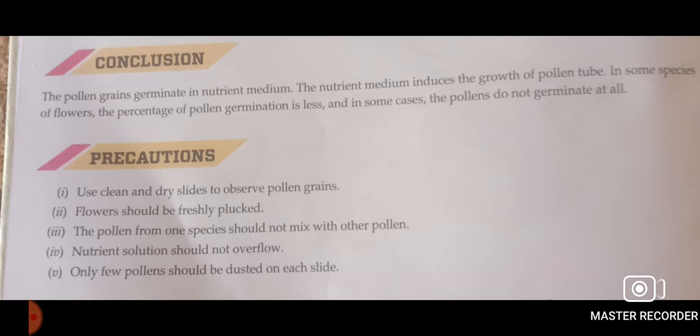So what are the precautions? You have to use clean and dry slides to observe the pollen grains. The flower should be freshly plucked and it should be matured also. The pollen grains from one species should not mix with other pollens. The nutrient solution should not overflow. So for that only, what have we used? The blotting papers. We can use the blotting papers to wipe the extra fluid.